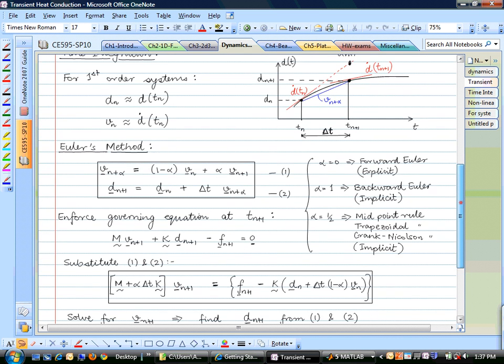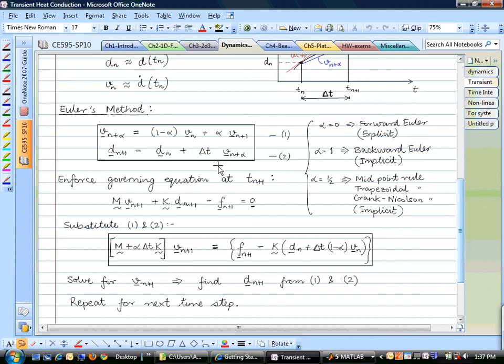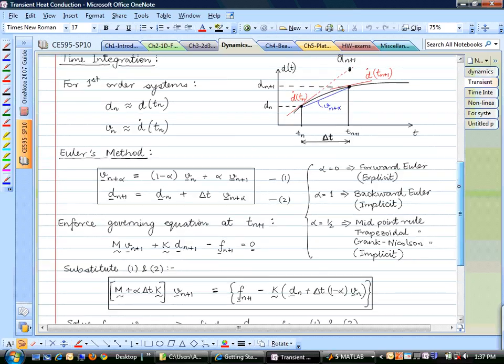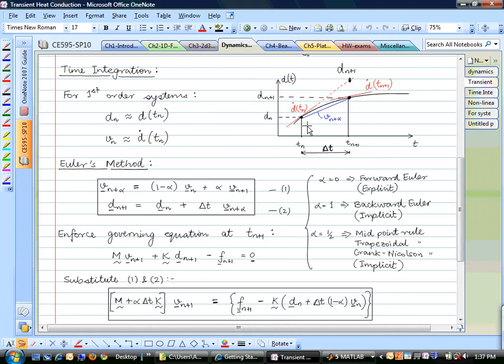And if you substitute these two equations into the matrix equation, then you can solve for the rate of change of temperature. Everything on the right hand side is known, and then you can take this V n plus 1, go back here, calculate V n plus alpha, and substitute in here, and you get D n plus 1. So again, the idea of time stepping was that you know the state of the system at some t n, and using that state you go to the next t n plus 1.